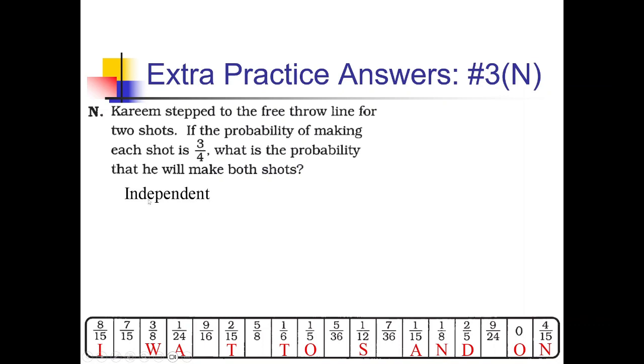I'm not really sure that that's true to real life, because I'm thinking maybe if you make the first shot, you feel more confident, and the second one becomes a little easier. And if you miss the first shot, I would think that might hurt your confidence. I don't know. But let's just say it's independent because there's nothing else to go on here. So that means we have 3/4 times 3/4. So that's going to be 9 over 16, which gives us this spot right here, getting an N.